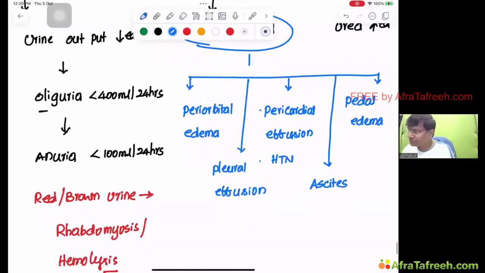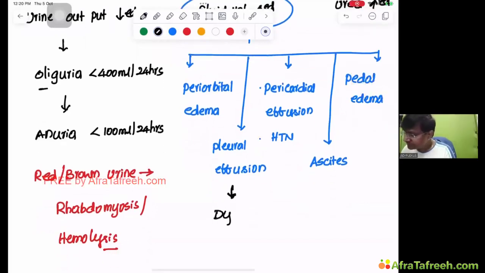And because of the pleural effusion and pericardial effusion, what will be the patient presentation? Because of the pleural effusion or pericardial effusion, these patients present with dyspnea, right?